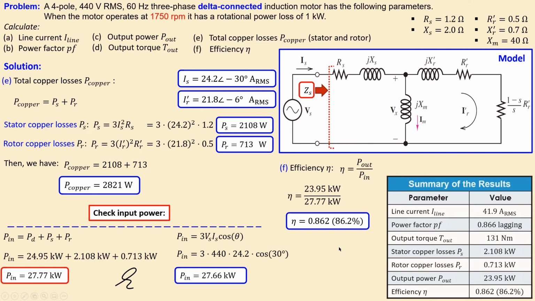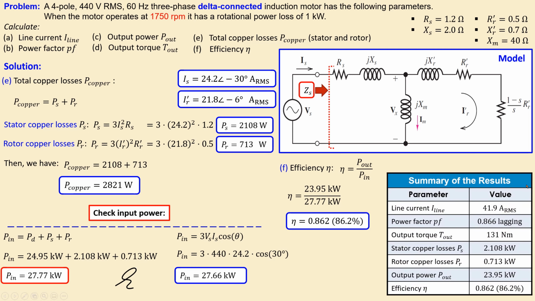Let's summarize what we have so far. In total, the summary of the results: the parameters, the line current, the power factor, the output torque, going on one by one, the stator and the rotor copper losses, which I've made separately here, but the total is of course what we have here. You have also the output power, and you have also the efficiency. So the output power was 23.95 kilowatts, the efficiency is already calculated, and the rest of the values are also shown here as a summary.